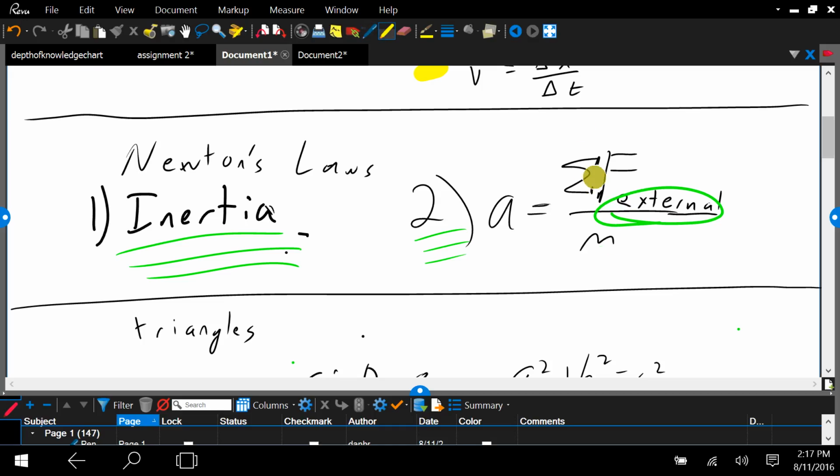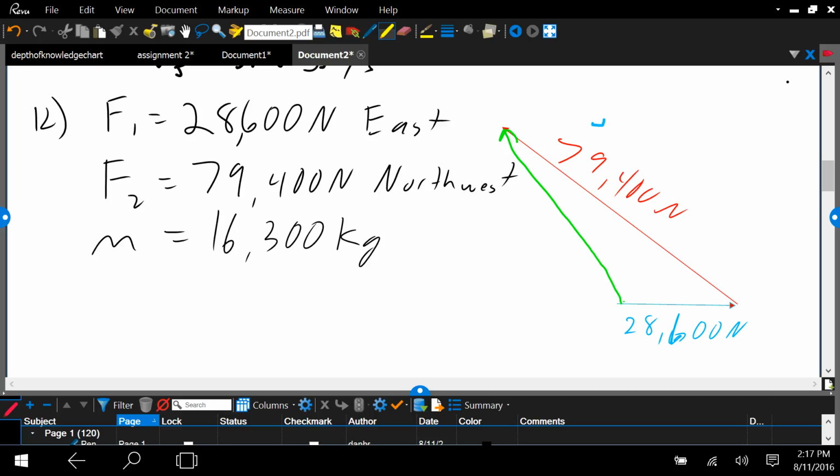So this little term out here again, this is actually something you see as a button in Excel as well. And it just means to sum or to add up. So I want to add up my forces, and I want to find out what is the total external force on the boat, and divide it by the mass, and that'll give me the acceleration. Okay, that's how I'm going to solve this problem.